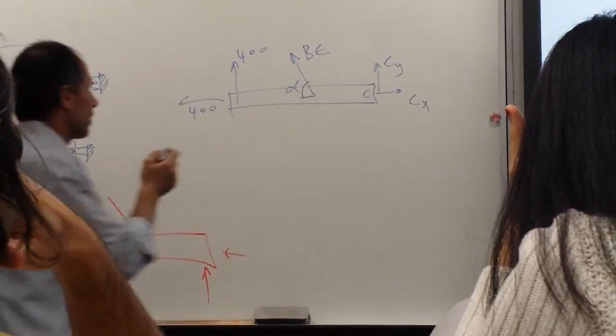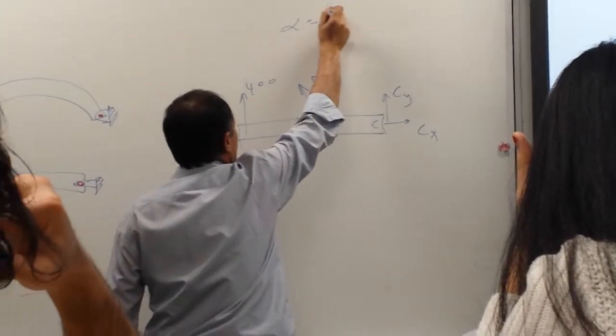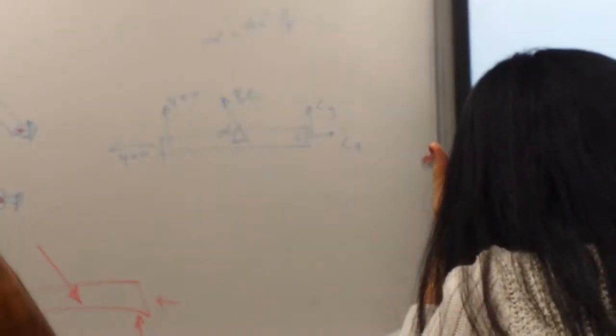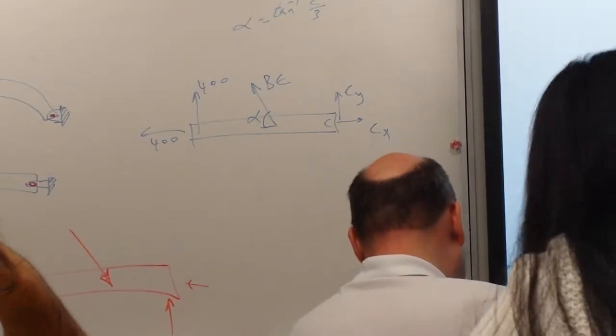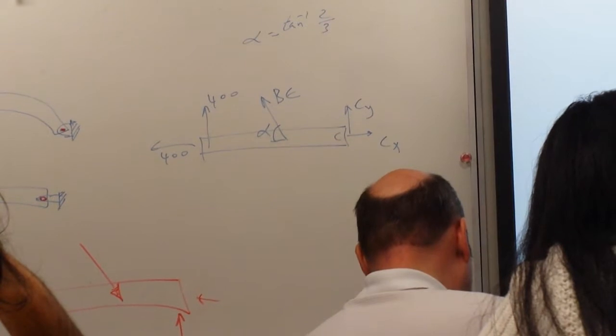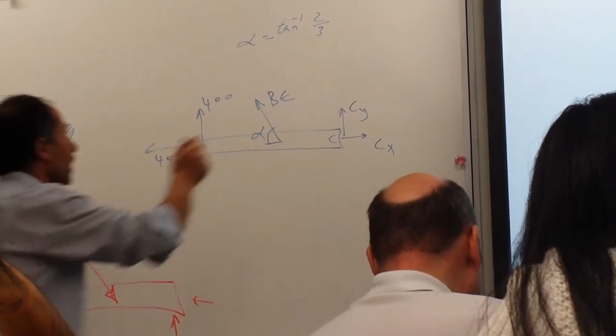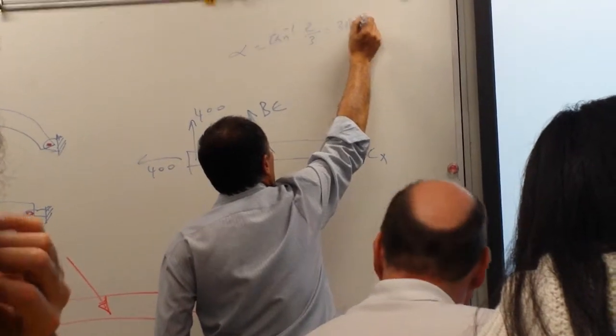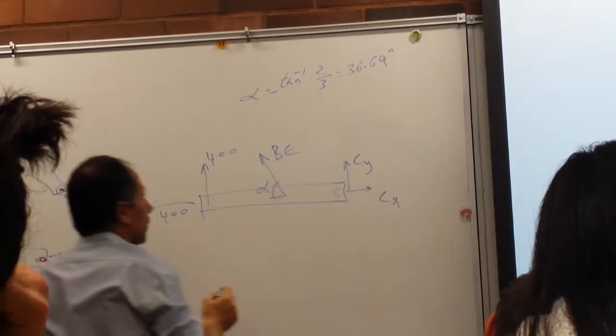Correct? What is alpha, guys? Inverse tangent of 2 over 3. Alpha equals tangent inverse of 2 over 3, correct? Give me a number, please. It is 33.69. How much? 33 point, is that what you got? That's what we got.